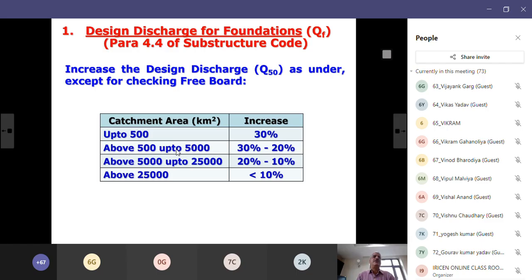Some synthetic unit hydrograph and all we manufacture. When your catchment area becomes larger still, you do actual observations, and the bigger your catchment area, more and more accurate methods of predicting Q50 are adopted. So the uncertainty involved, the element of standard deviation involved in design discharge calculations, is lesser as you go from smaller catchment to bigger catchment area, and that is the reason you decrease your extra margin of safety. ठीक है? Okay.